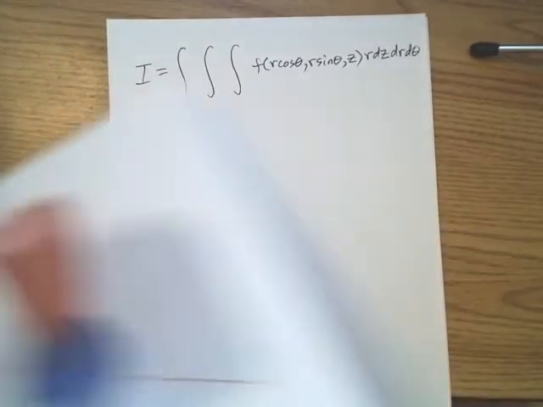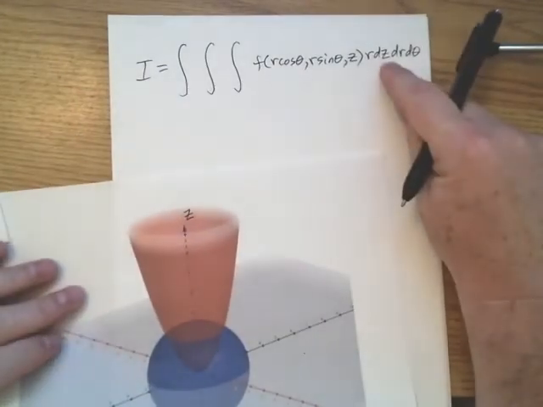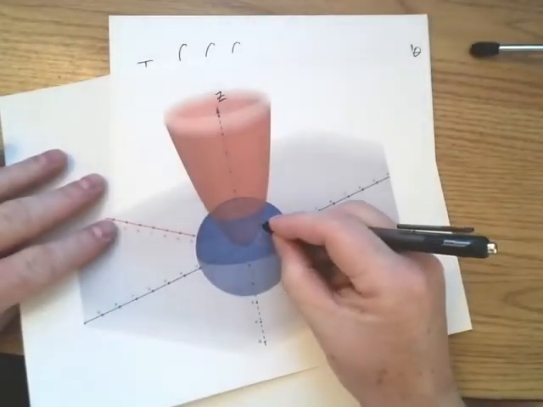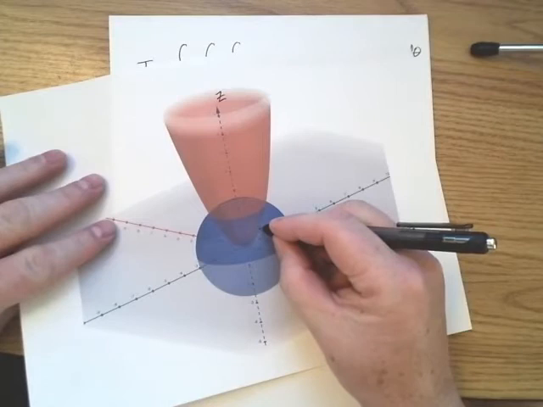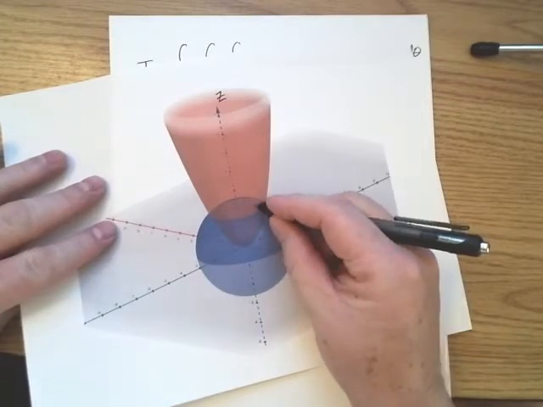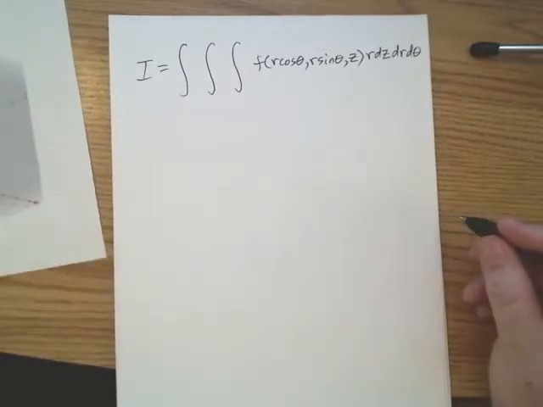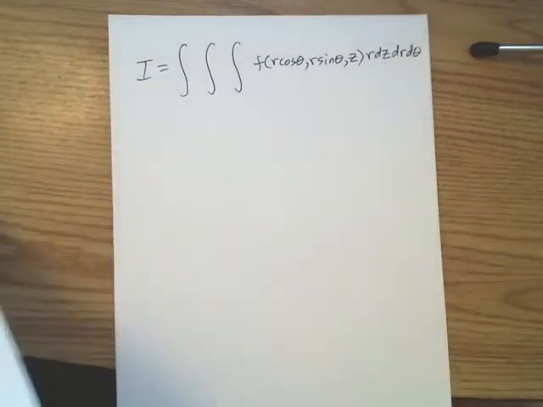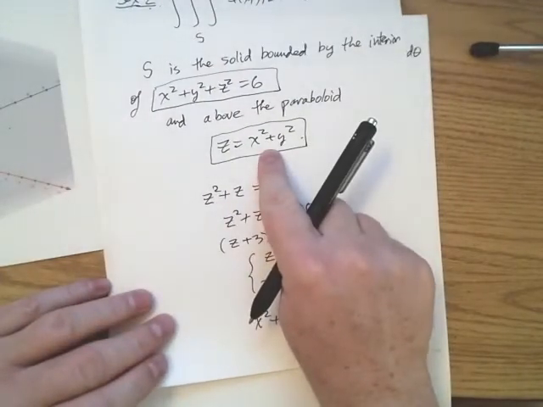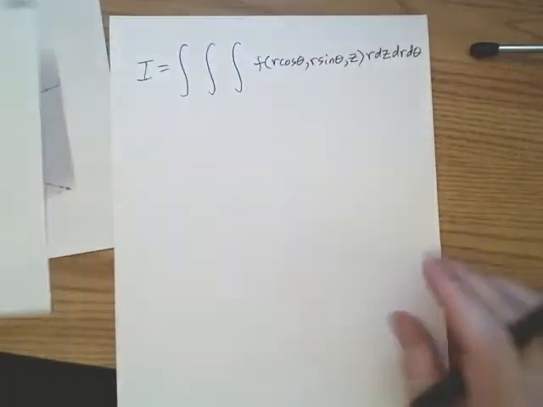Now wait. Where are the limits? Where's z going from and to? Okay. Z's going from where? At each point here, it's going from the paraboloid up to the sphere. Okay. So that means it's going from the paraboloid, z equals x squared plus y squared.